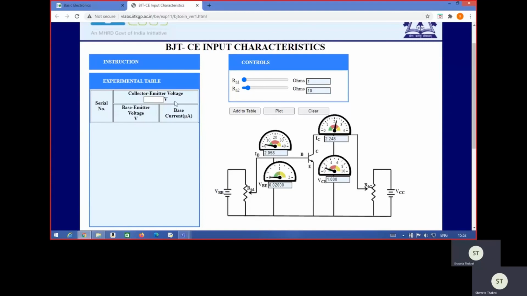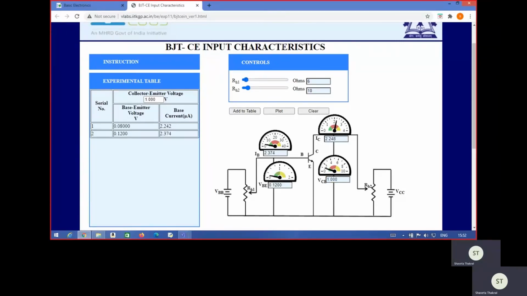So for this constant value of VCE, now we change the value of VBE and accordingly IB changes. How do we change VBE? With the help of rheostat 1. So we vary the value of rheostat 1 and accordingly IB will change. We add it to the table. Then we again change the value of VBE and add it to the table.